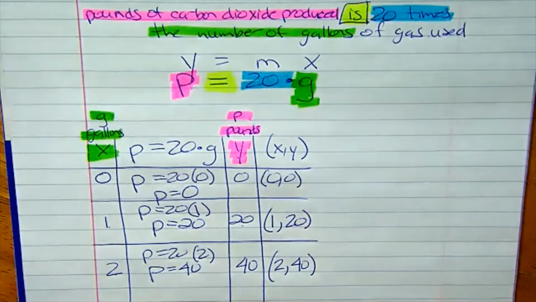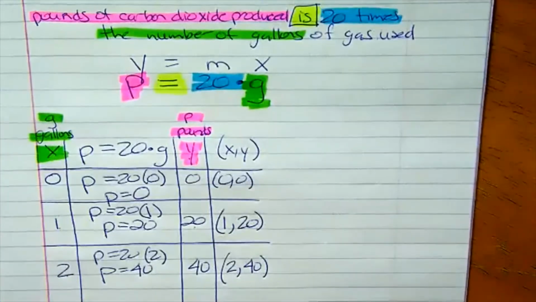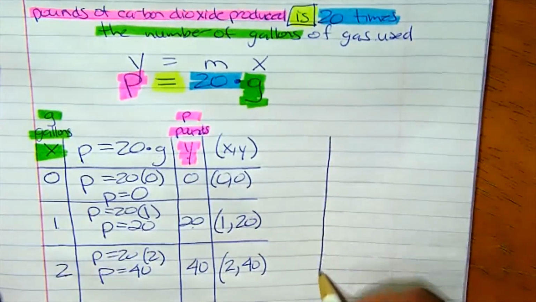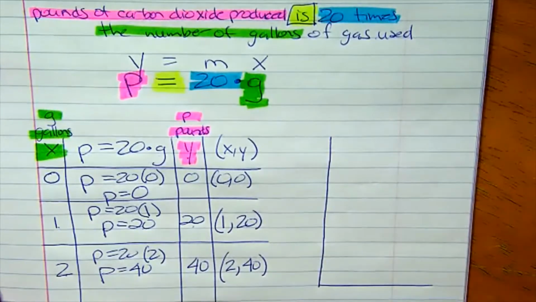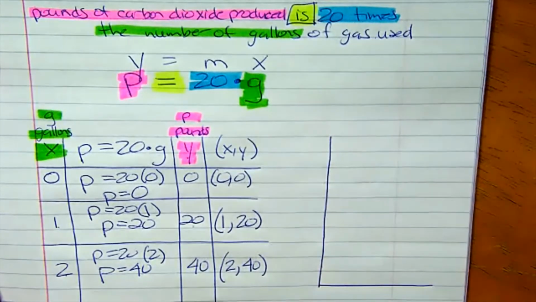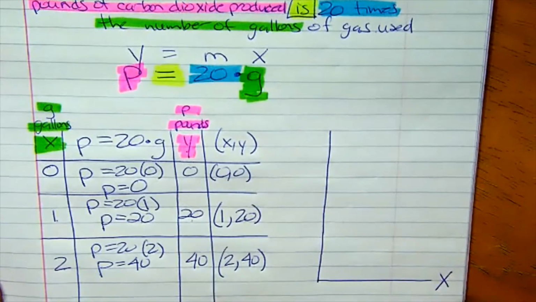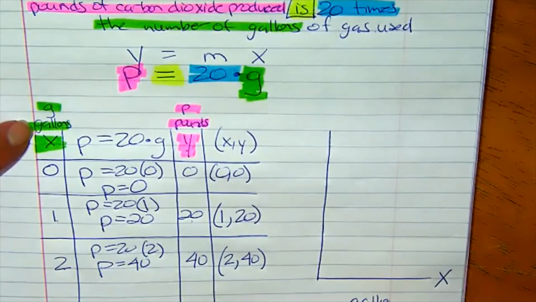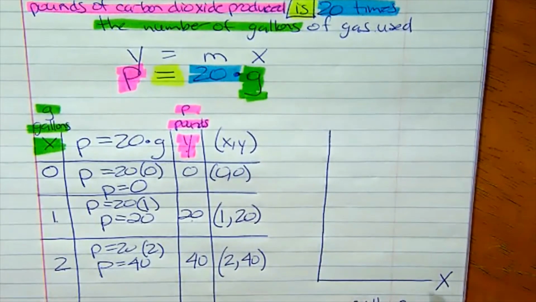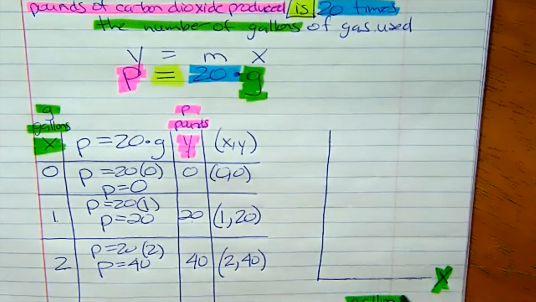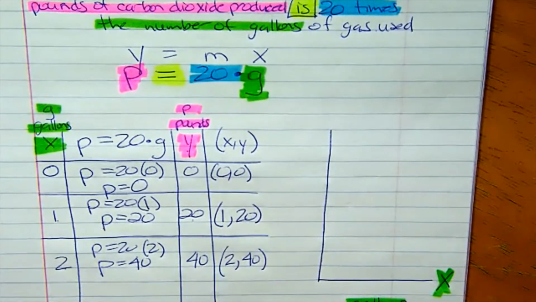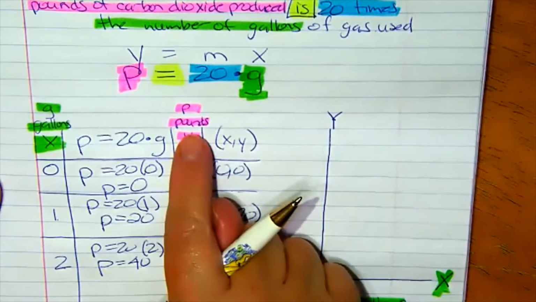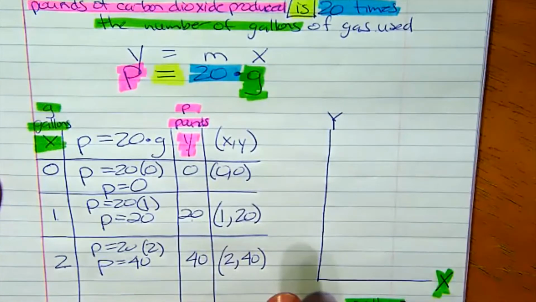Now we have 3 ordered pairs that we can work with. Since I don't have any negatives, I am only working in the first quadrant. I only need the first quadrant. This is my x-axis, and we said x was gallons. So color code that. And this is my y-axis. Y is pounds.